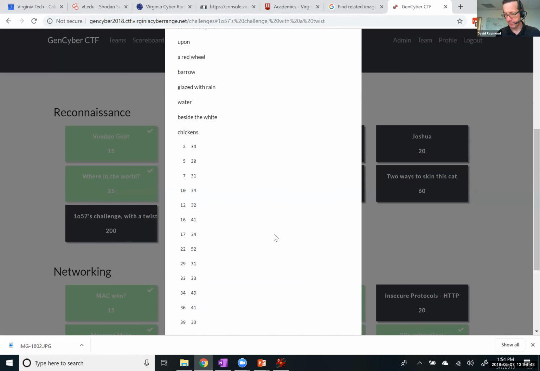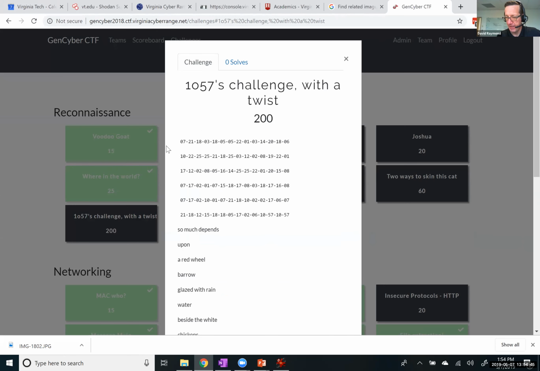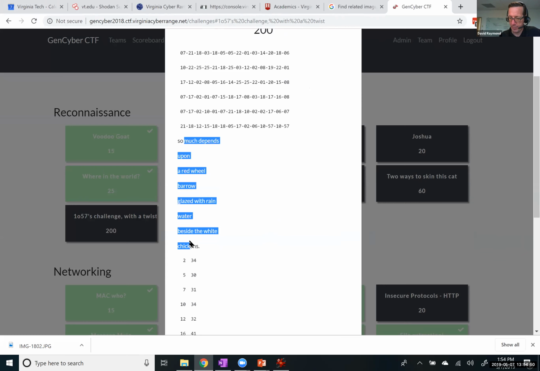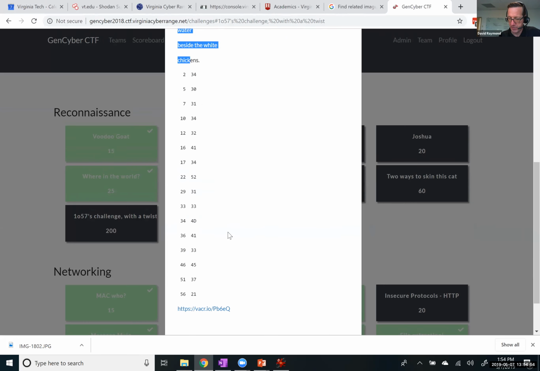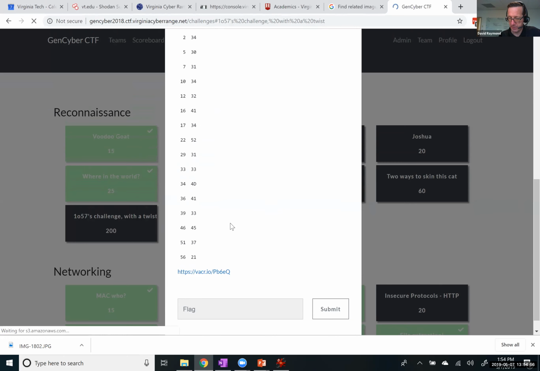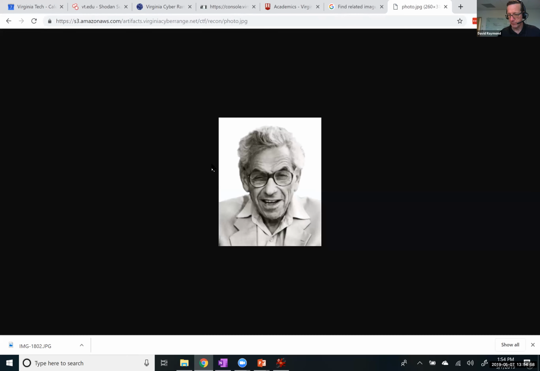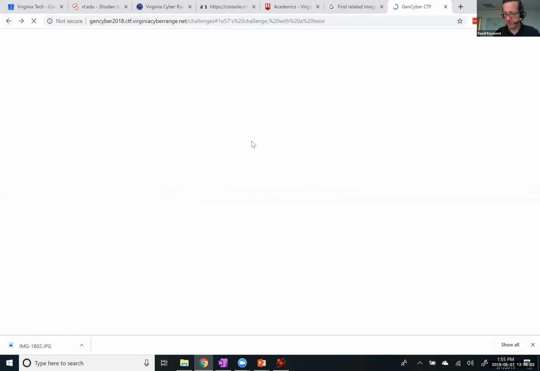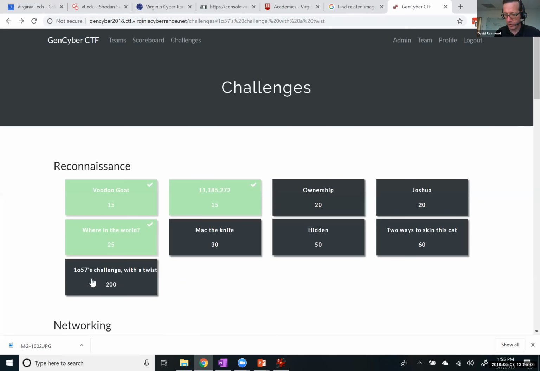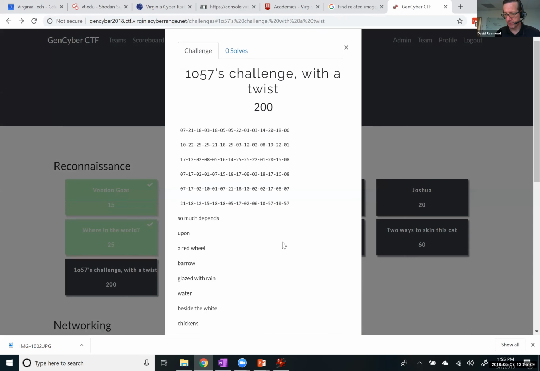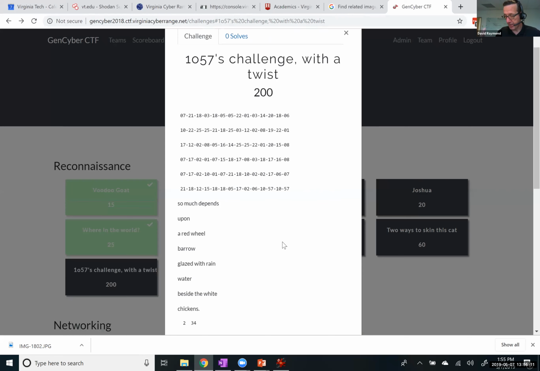So here I'm on my Windows desktop. Series of numbers. There's a poem here, and then pairs of numbers, and then there's a link to a picture. Okay, so this is a particular challenge, and you know, this requires some effort, right? It's worth a lot of points, 200 points.